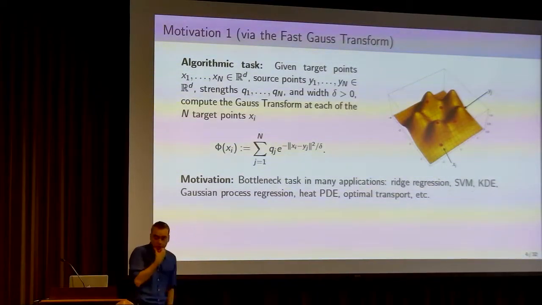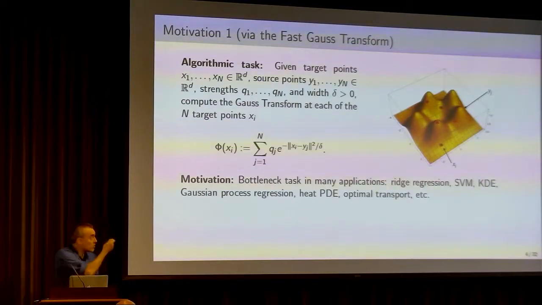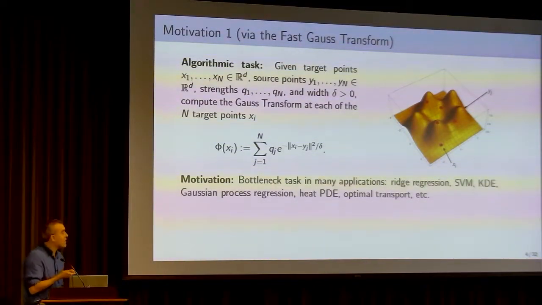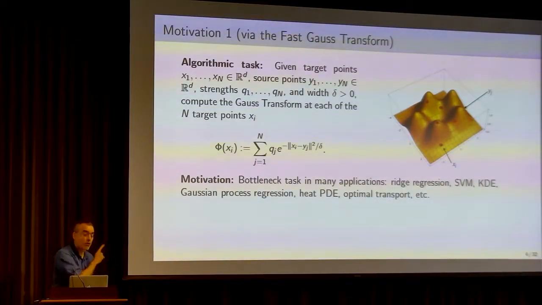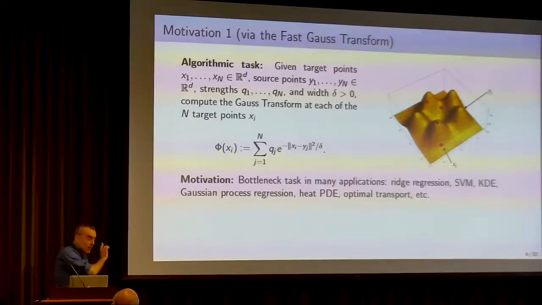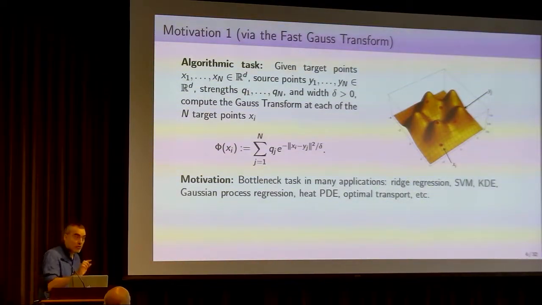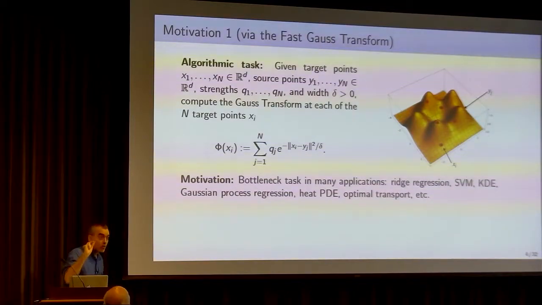If you try to do ridge regression, support vector machines with this kind of kernels, kernel density estimation, Gaussian process regression, PDEs, optimal transport in particular, and I'll tell you why Jason really got interested in this problem. When you say efficient, what do you mean? You have an n size input. Do you want it to be faster than n? I'll talk about this in just a second. In the setup that I talk about here, I actually want to compute things to a pretty small error, so I will not be able to use sublinear type things.